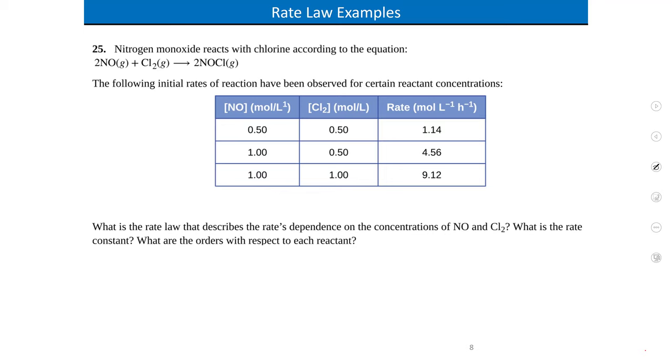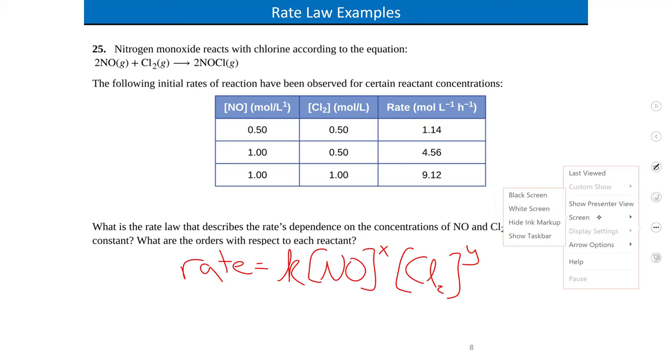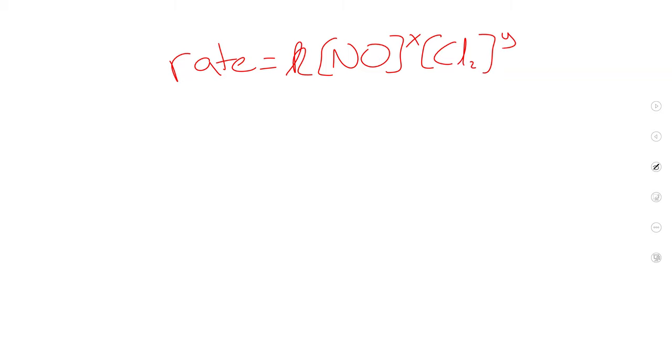The way we do this is we set it up, we write that generic form for the reaction. Rate equals k times the concentration of NO to the X, the concentration of chlorine to the Y. It doesn't really matter which order I write them in or whether I use X or Y for each of them, but I'm just trying to be consistent with the way we did it before.